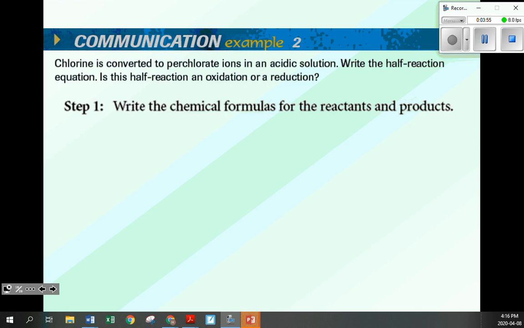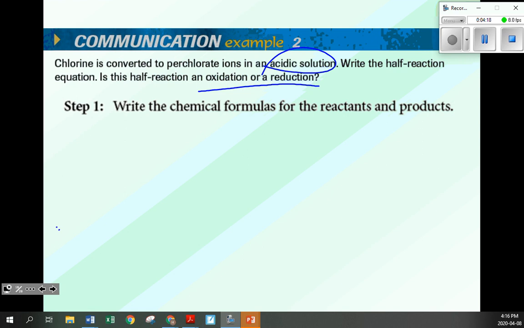Take a look at here. Chlorine is converted to perchlorate ions in an acidic solution. Again, acidic is telling you to follow those 5 steps. Write the half reaction equation. In this half reaction, is it an oxidation or reduction? We're going to have to see if electrons are being released or if electrons are being absorbed, and then we can make our decision.